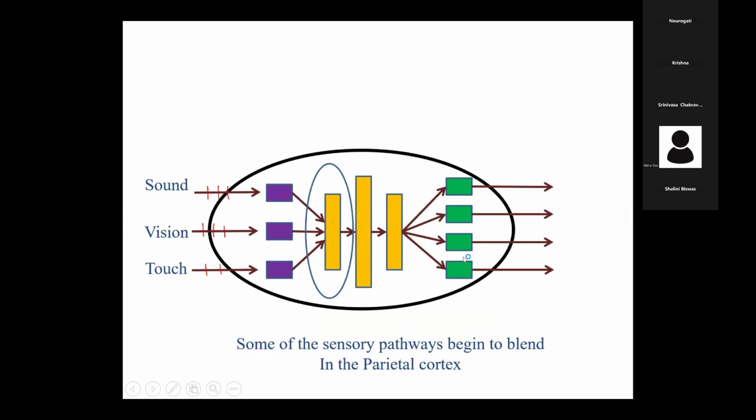Okay. Now you see that some of the sensory pathways begin to blend and combine in the next hidden layers. Because you have input coming from three different sensory sources, they all come to certain common hidden layers, right? Why is that? Because the sensory information is not processed independently. It has to be combined, right?